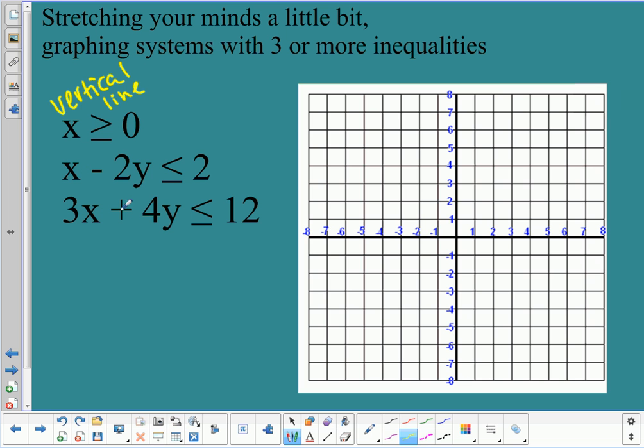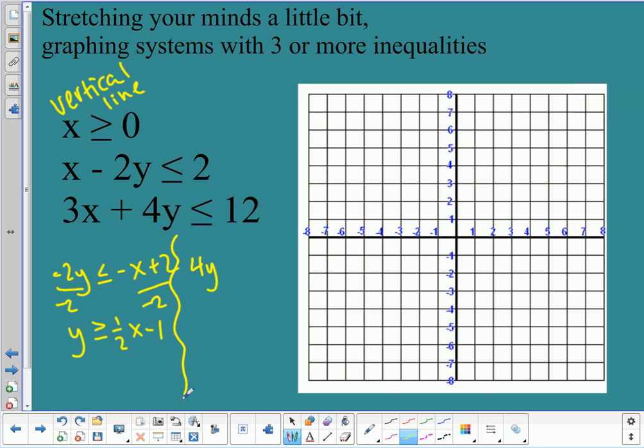The middle one, I need to subtract that x over, so I have negative 2y is less than or equal to negative x plus 2, because I subtracted x to the other side. Then divide by negative 2. That flips my sign, so now I have greater than or equal to. Negative divided by negative is positive 1/2 x, and then 2 divided by negative 2 is negative 1. The bottom one, the last one, subtract the 3x over, so 4y is less than or equal to negative 3x plus 12, and then divide by 4. Keep your sign the same this time, so less than or equal to negative 3/4 x plus 3.